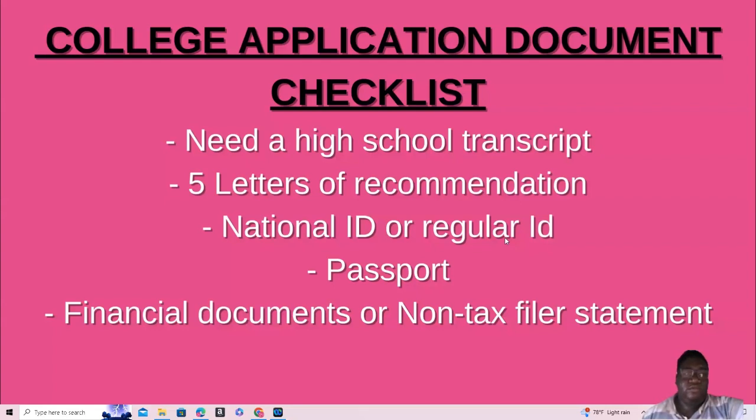To be applicable for college, there's a fundamental checklist that must be completed. These are high school transcript, 5 letters of recommendation, a national ID or regular ID, a passport, and financial documents or non-tax filer statements.